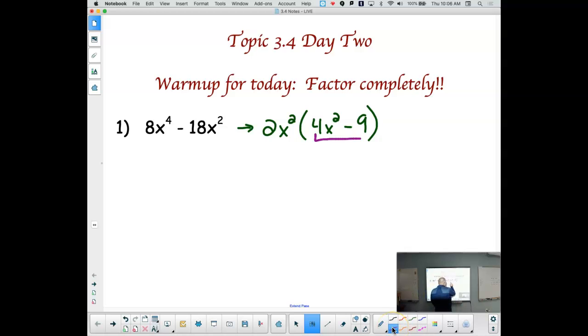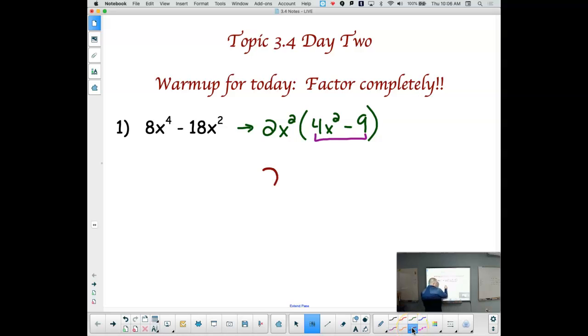Now I've got to look at that 4x squared minus 9, and I've got to say to myself, can that be factored? Well, first thing that comes to my mind is we have a subtraction sign there. 4 is a perfect square, it's 2 times 2. X squared is a perfect square, so it's x times x, so that means that this is 2x times 2x. 9 is a perfect square, so we've got the difference there of perfect squares.